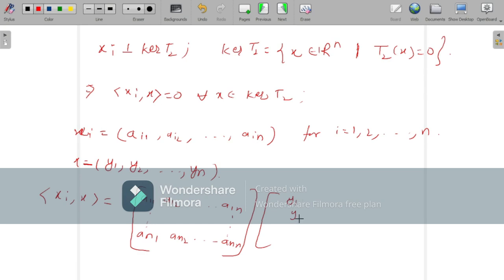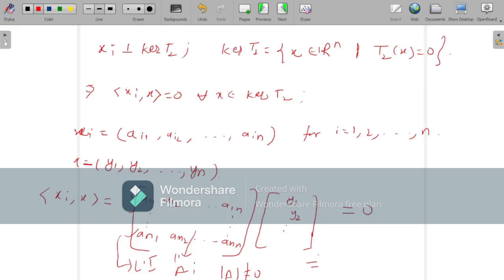y1, y2 and yn. So the inner product of xi with x will be 0. See, the rows of this matrix are linearly independent rows. So this implies that the determinant of this matrix, let's say this matrix is A, will be non-zero. As the rows are linearly independent, the determinant will be non-zero.